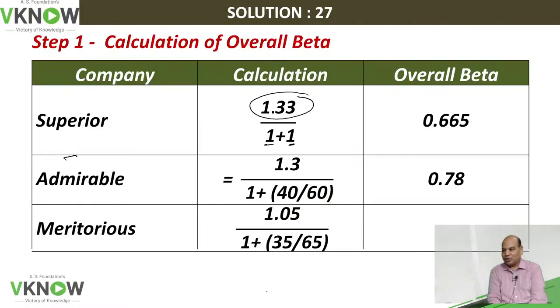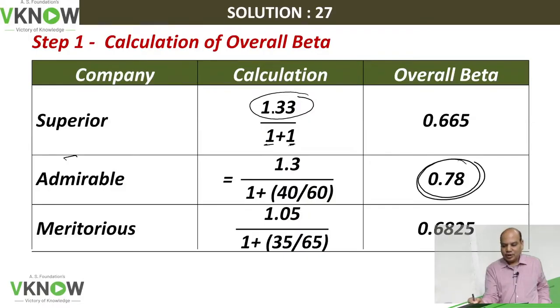What is Meritorious overall beta? 0.6825. Please check. 0.6825. Very good, Anup. 0.6825. But the answer is not over. There is a small adjustment pending.